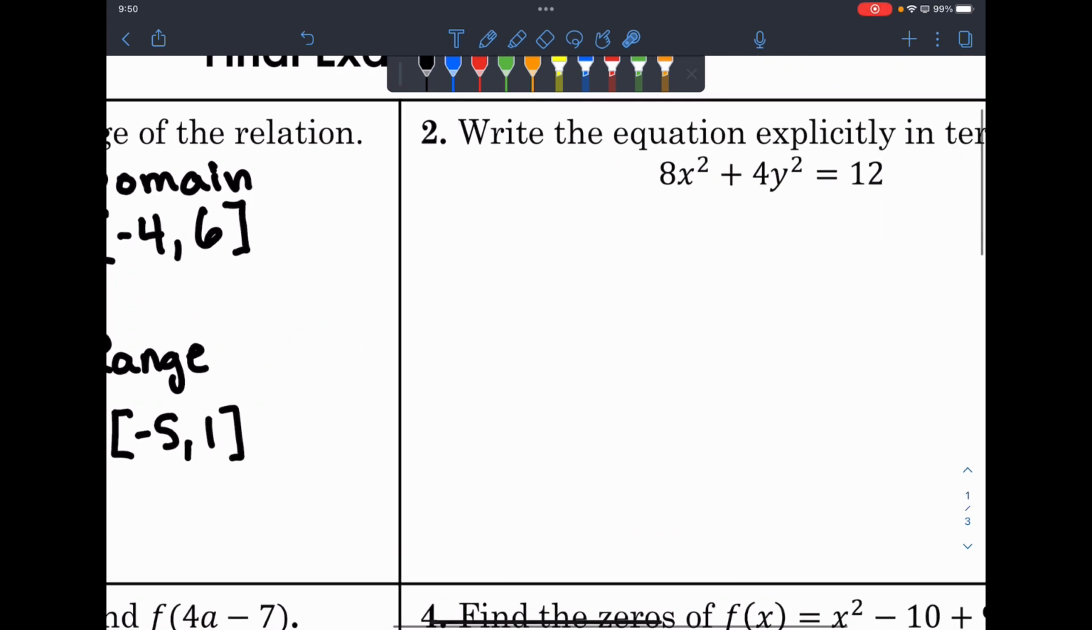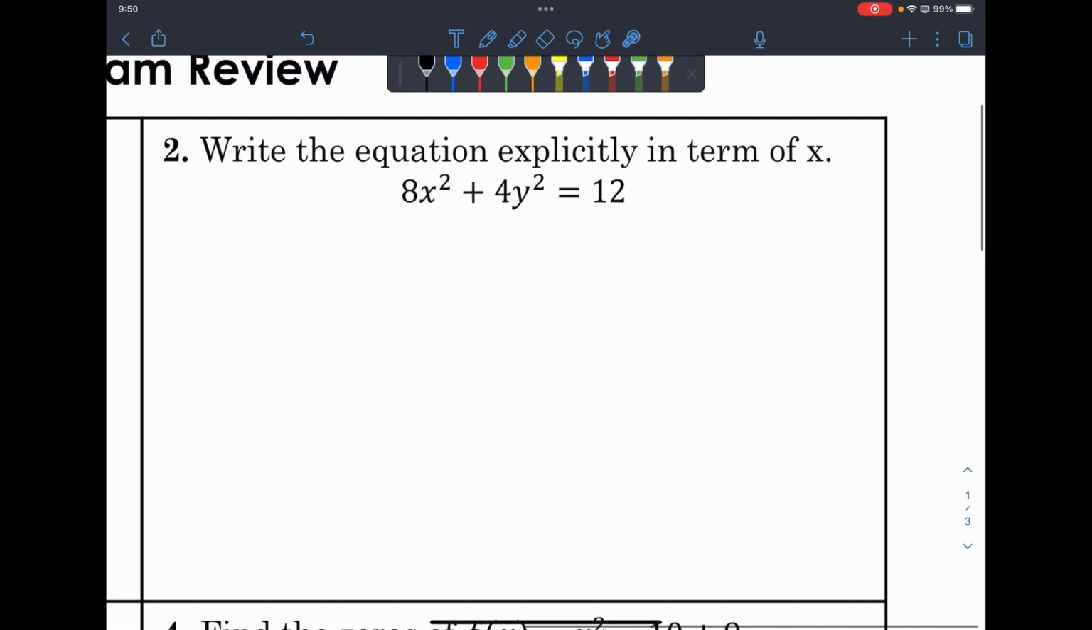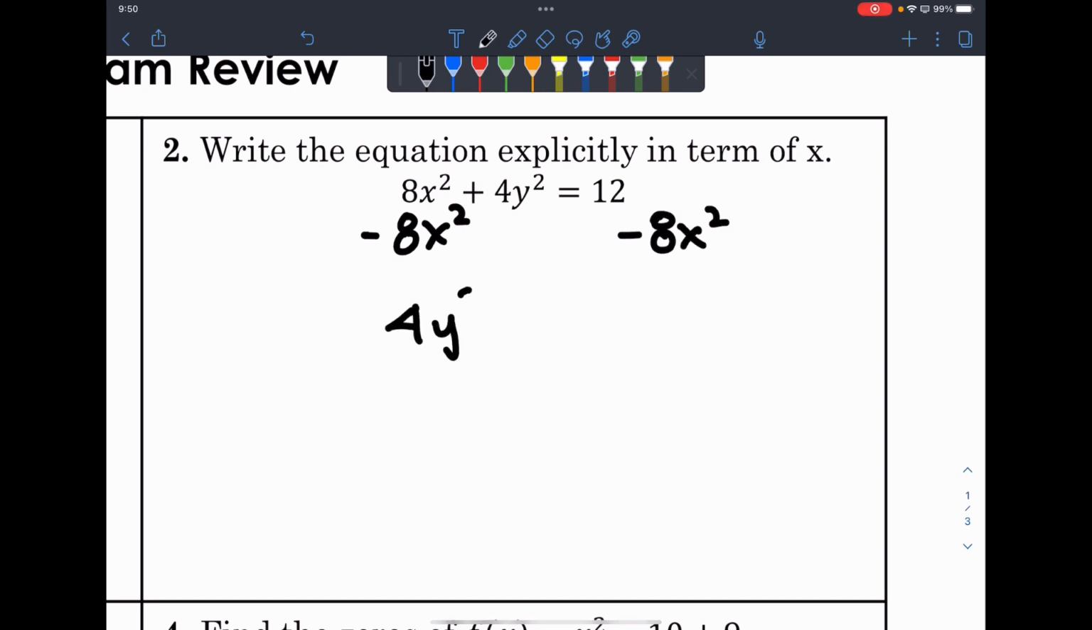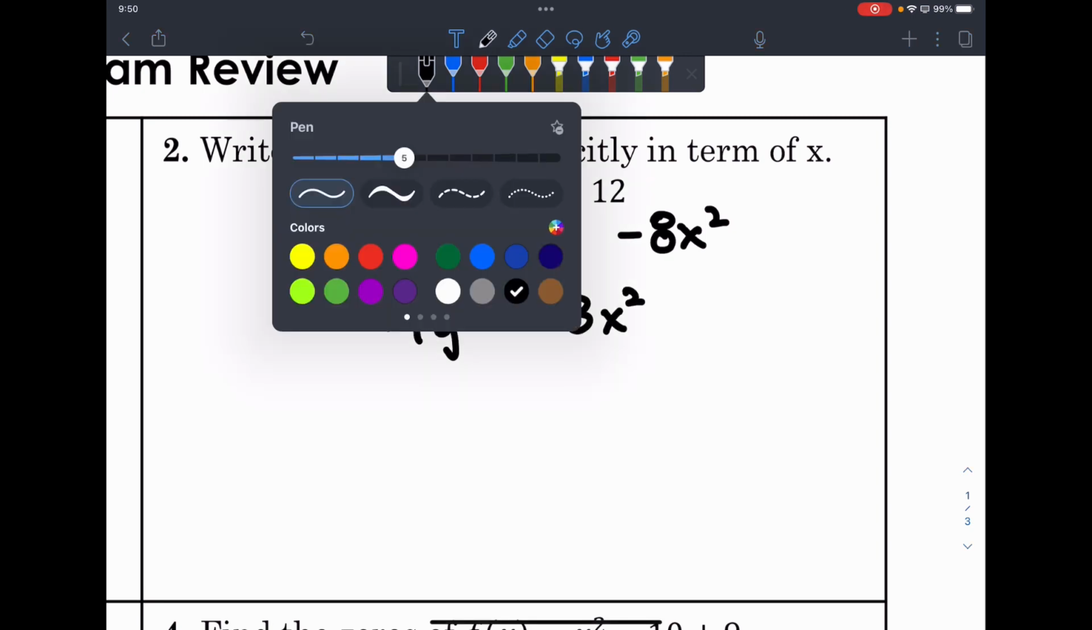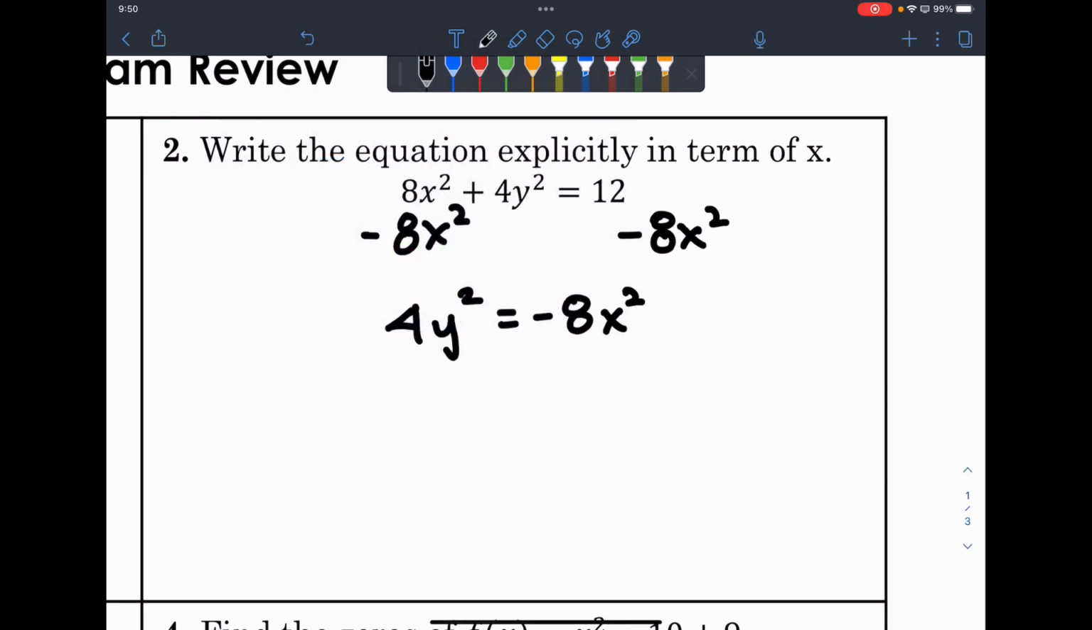Moving on to the second problem, you're asked here to write the equation in terms of x, which means to solve the equation for y. So we want to know what y is going to equal here. On this equation, we'll start by subtracting 8x squared from both sides. And 4y squared equals 12 minus 8x squared. We'll divide everything by 4.